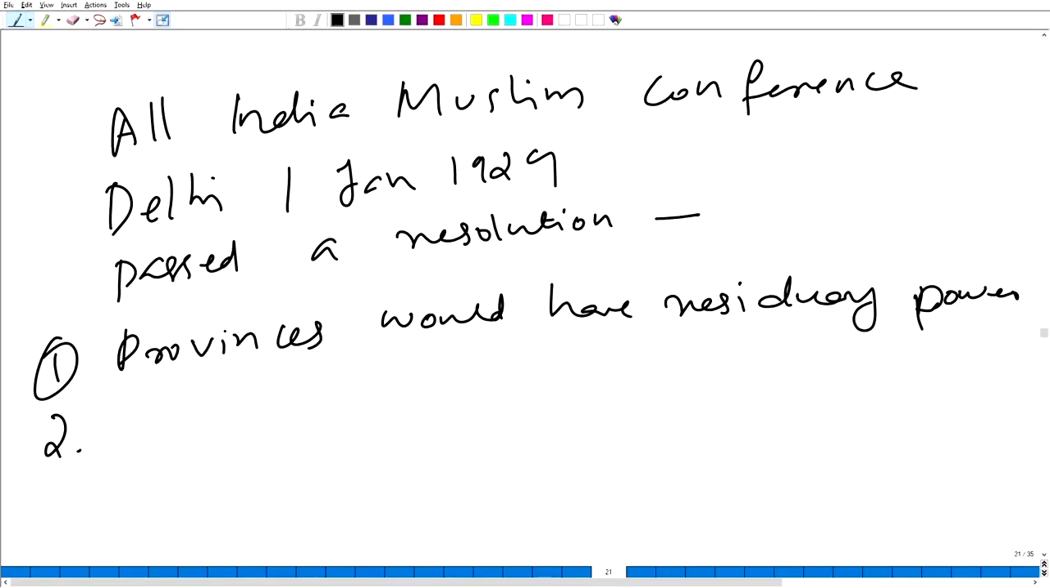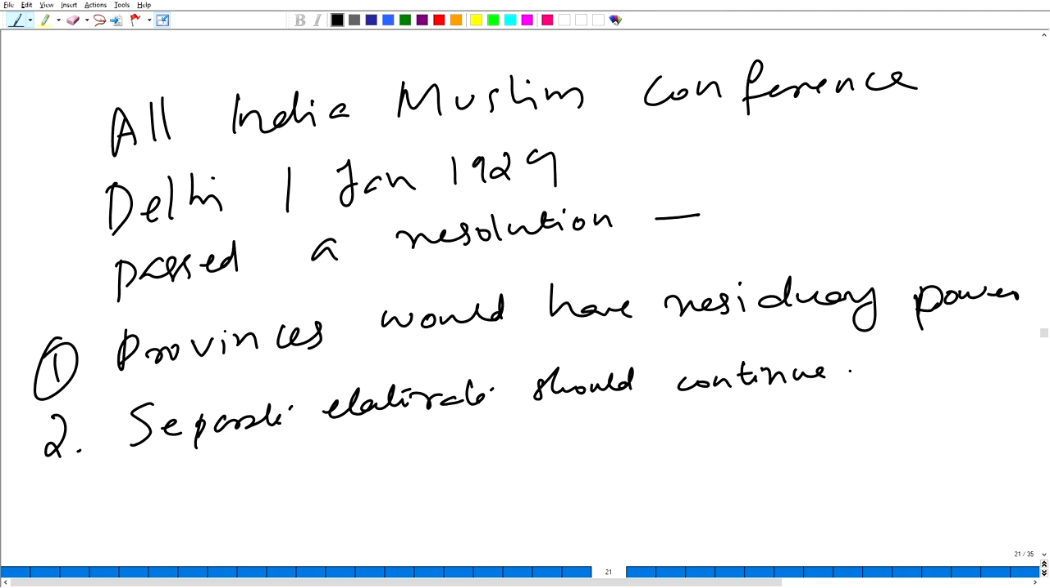Secondly, the All India Conference resolution said separate electorate should continue till the interest of the Muslims were safeguarded through the constitution. In this resolution, the second provision included that separate electorate should continue for the Muslims till their interests and rights were constitutionally protected.